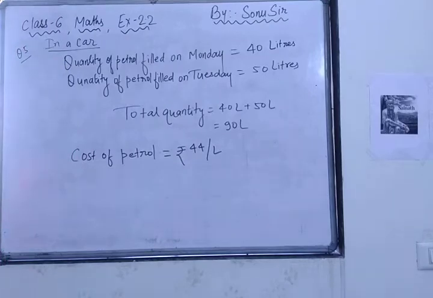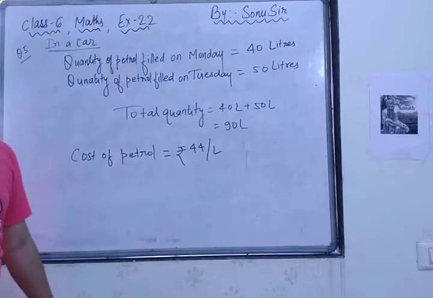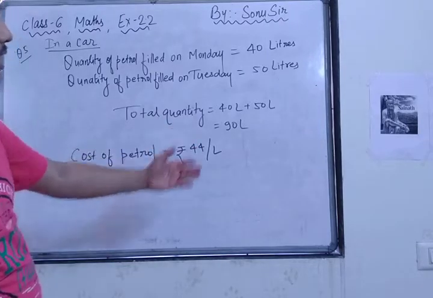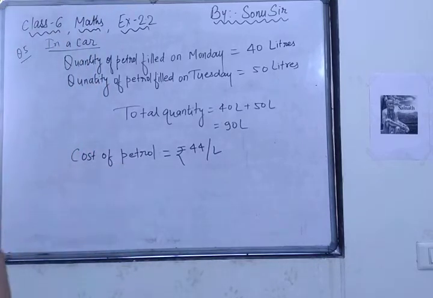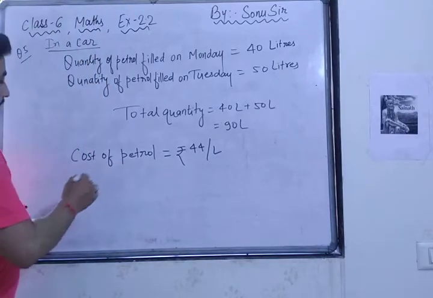So as it was written in the question, we have just rearranged the question. We have made a format and we have written an answer. Quantity of petrol filled on Monday 40 liters. Quantity of petrol filled on Tuesday 50 liters. Total quantity 40 liters plus 50 liters, that is 90 liters. Cost of petrol 44 rupees per liter.